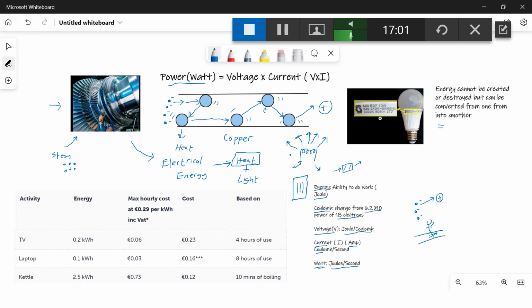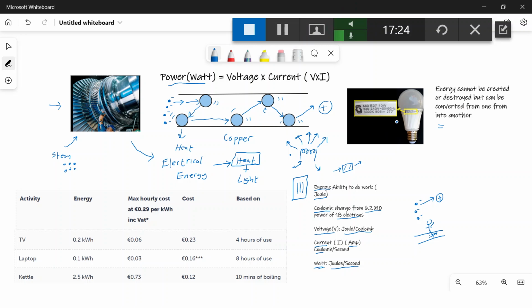So the bigger the wattage of the appliance that you're looking at, the bigger ability it has to convert energy from one form into another. And another way to think about it is the bigger the wattage, the more electrical energy that appliance is going to need in order for it to do some useful work or to do what it's supposed to do.